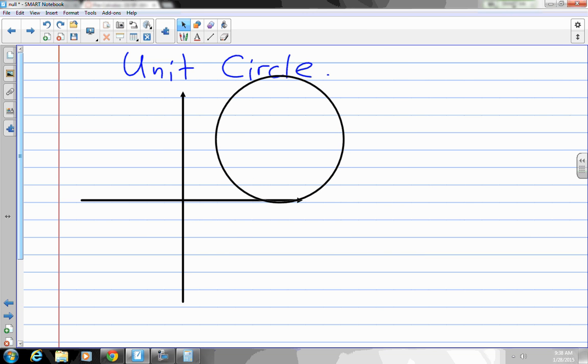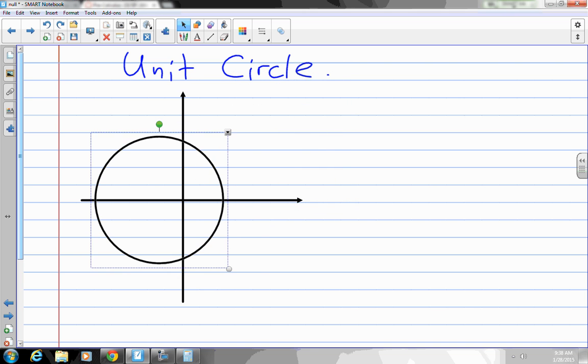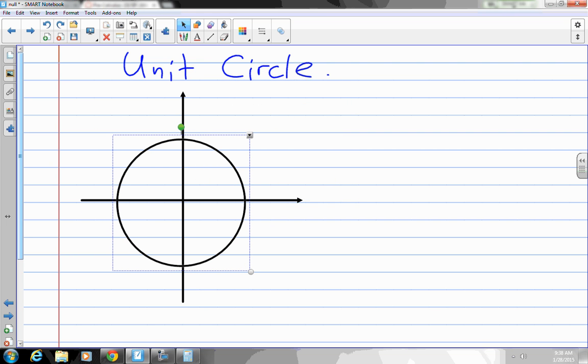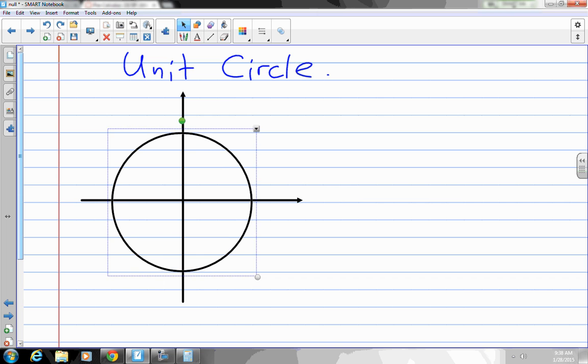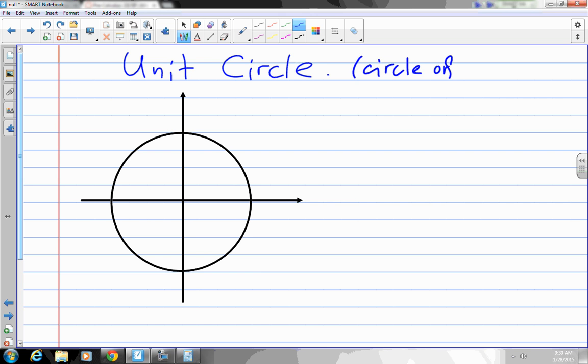So let's say I have a circle, kind of centered at the origin. Radius of the circle is 1. Is that good enough? Yeah, it's okay, right? So it's a circle of radius 1, centered at the origin. Okay?